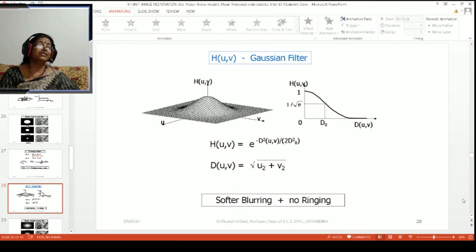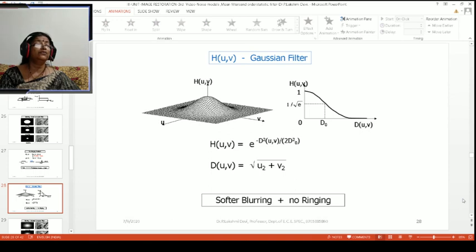In this case, h of UV is defined as e power minus d square of UV by 2 d naught square, where D of UV is equal to the square root of u square plus v square. Then, softer blurring plus no ringing. That means softer blurring plus no ringing.